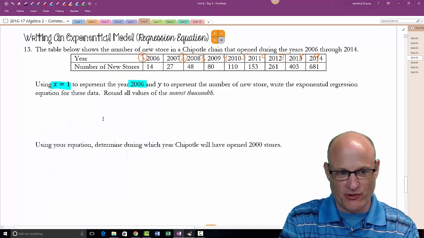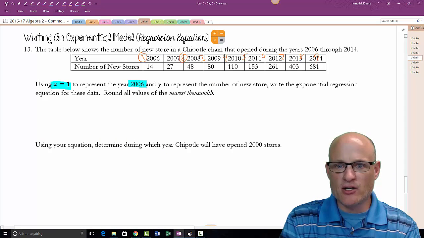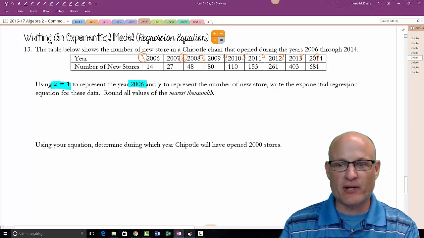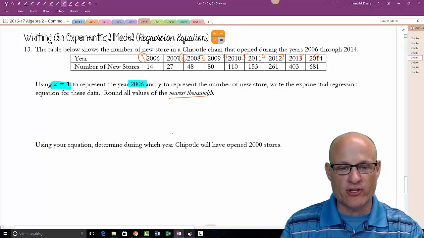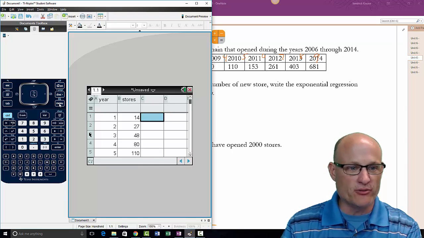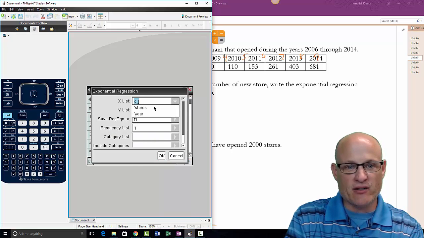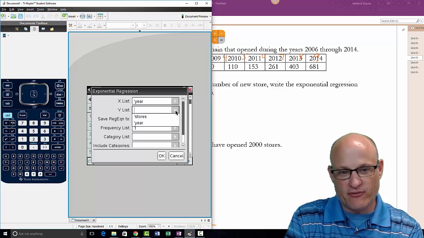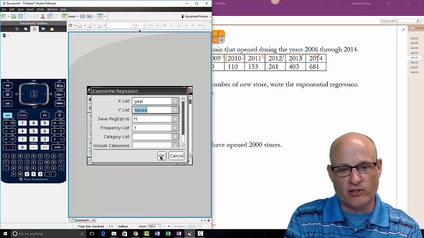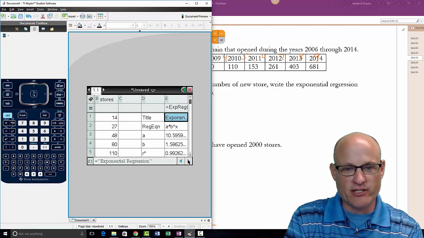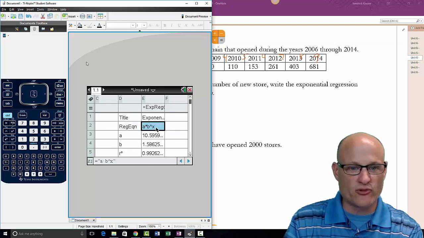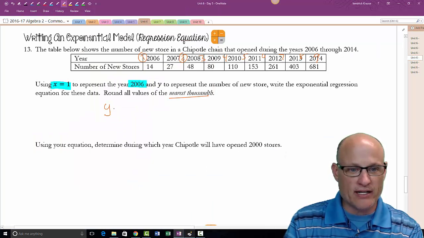And the directions simply say, write an exponential regression equation. Round all answers to the nearest tenth. So I go to my calculator, go to menu, statistics, stat calculations, exponential regression. Now your independent variable was year and your dependent variable was store. So you just got to be careful where you put those in. Click OK. And this will tell you what the equation is. Here's my equation. y equals a times b to the x.